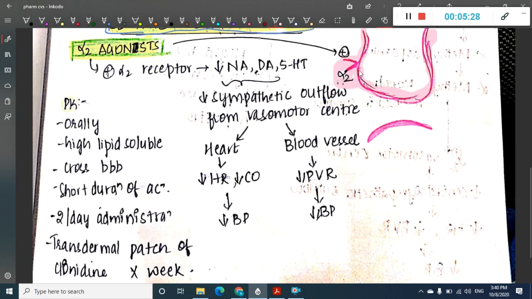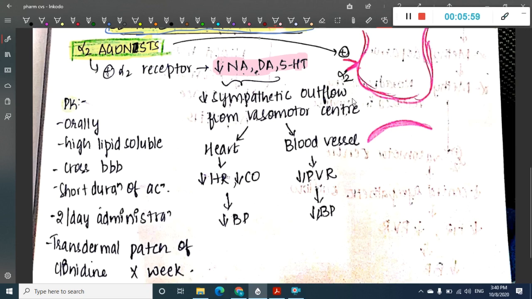These will decrease the sympathetic outflow. These are actually autoreceptors. So these will decrease noradrenaline, dopamine and 5-hydroxytryptamine. Whenever they decrease these neurotransmitters, this alpha 2 agonist will decrease noradrenaline, dopamine, 5-HT or 5-hydroxytryptamine, which is serotonin. So this will lead to decreased sympathetic outflow from the vasomotor center, that is from the central nervous system.